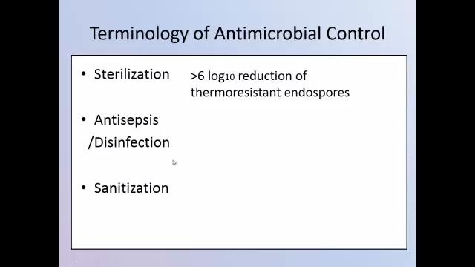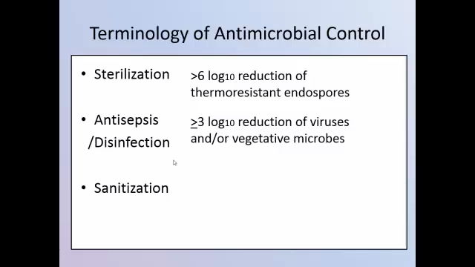When you're getting procedures or products approved through the government, either the EPA or the FDA, you have to meet certain standards. Just saying that you're lowering the amounts just doesn't cut it. You have to have some sort of benchmark. So, for antisepsis and disinfection, you have to show at least a 3-log reduction of viruses and/or vegetative microbes. Notice we're not talking endospores here. Antiseptics and disinfectants we do not test against endospores.